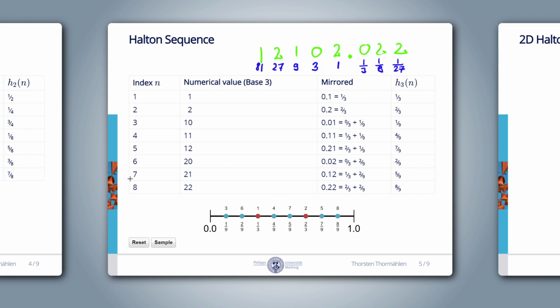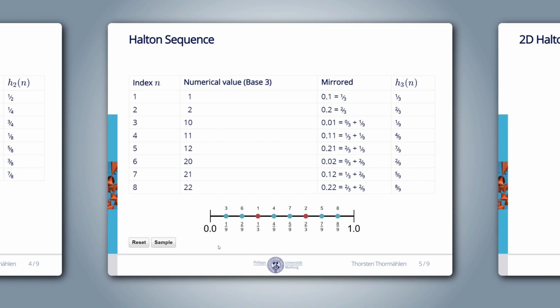For example, the index 7 equals 1 times 1 plus 2 times 3 when encoded in the base 3 system. Again, we mirror at the decimal point. 2,1 becomes 0.12, which is 1/3 plus 2/9 and is equal to 5/9. When we look at the resulting sampling positions, they are again in the range from 0 to 1. First we cover the multiples of 1/3, then multiples of 1/9. And this would continue, multiples of 1/27, multiples of 1/81, and so on.